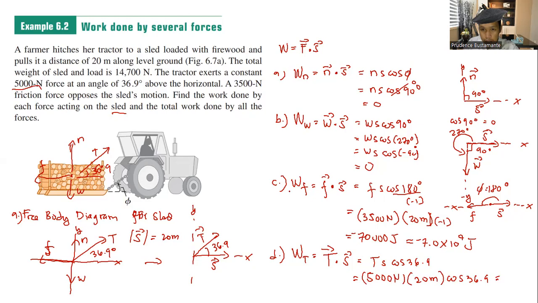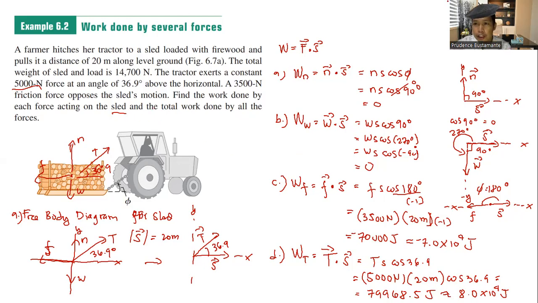So our answer will be 79,968.5 joules. In two significant figures, this is around 8.0 times 10 to the 4 joules, or 80 kilojoules.